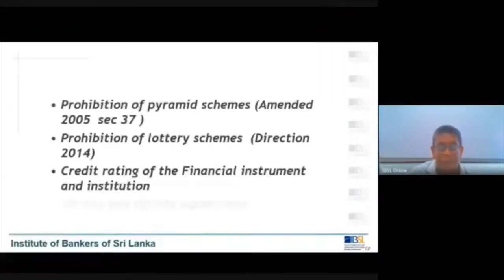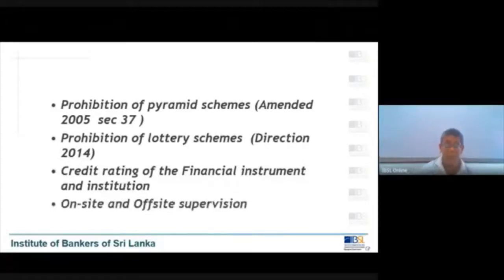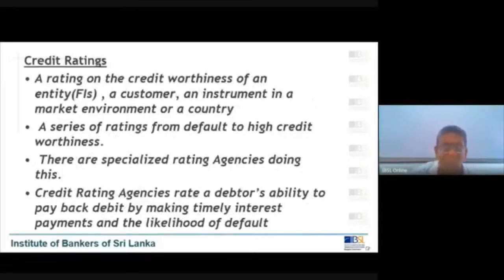Then we have credit rating. According to what we discussed, to maintain the soundness of instruments as well as the institution, all financial institutions need to obtain a credit rating from a credit rating agency. Apart from that, the central bank also carries out supervision. So what is credit rating? I've just tried to explain it to you. It is in your next slide. Credit rating is on the creditworthiness of an entity.